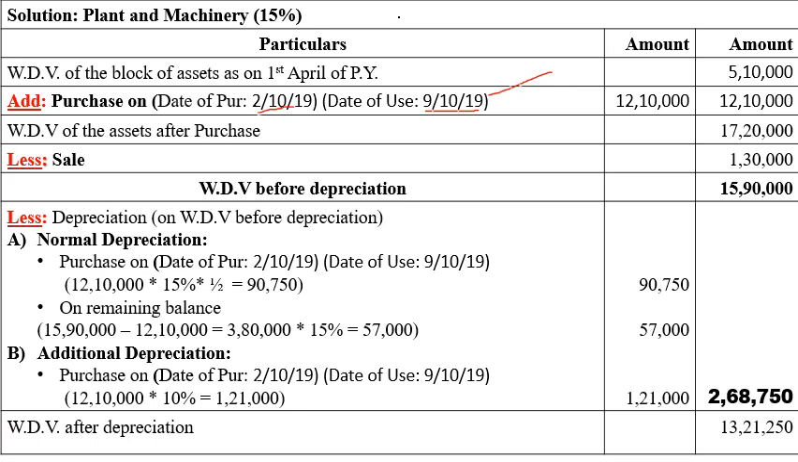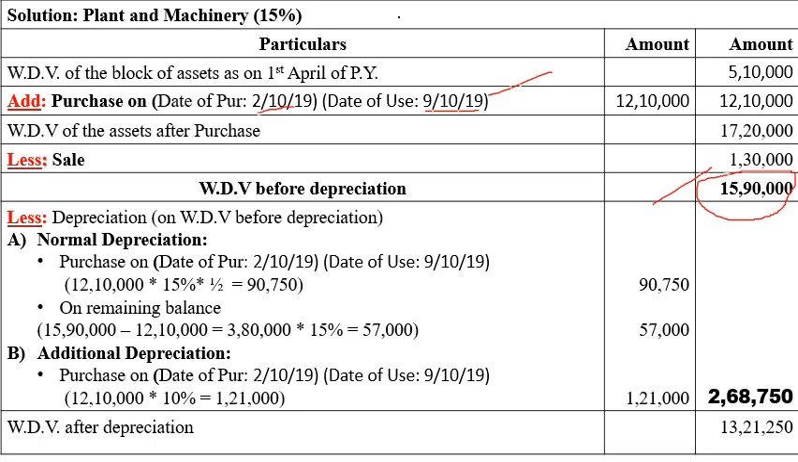Then sales in the previous year 1 lakh 30,000. Next, the written down value before depreciation is 15 lakh 90,000. The value to be considered for the calculation of depreciation is 15 lakh 90,000. Since there is new plant and machinery, we have to calculate normal depreciation as well as additional depreciation. Normal depreciation is applicable for all, for the new asset as well as for the old asset.